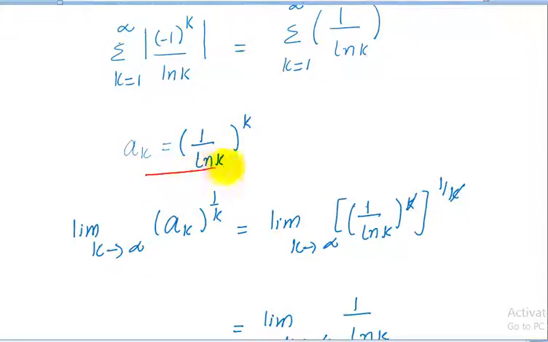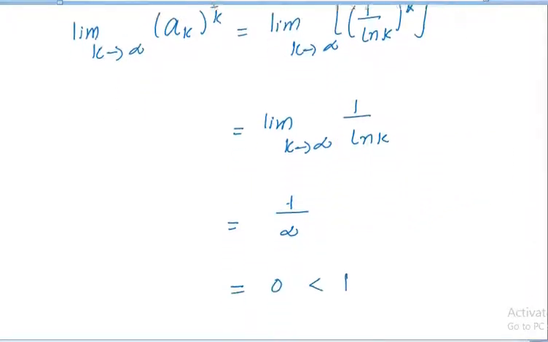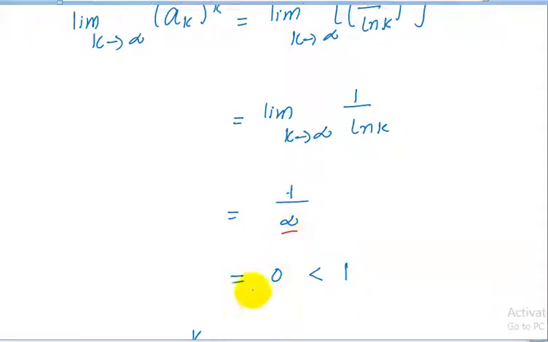Here ak is the general term. So here we use the root test to test the convergence of this series. By the root test, limit k approaches infinity of ak to the power 1 upon k is equal to limit k approaches infinity of 1 upon log k power k, whole power 1 upon k. So the power is cancelled out here. We get limit k approaches infinity of 1 upon log of k, and log of infinity is equal to infinity. 1 upon infinity is equal to 0, which is less than 1.